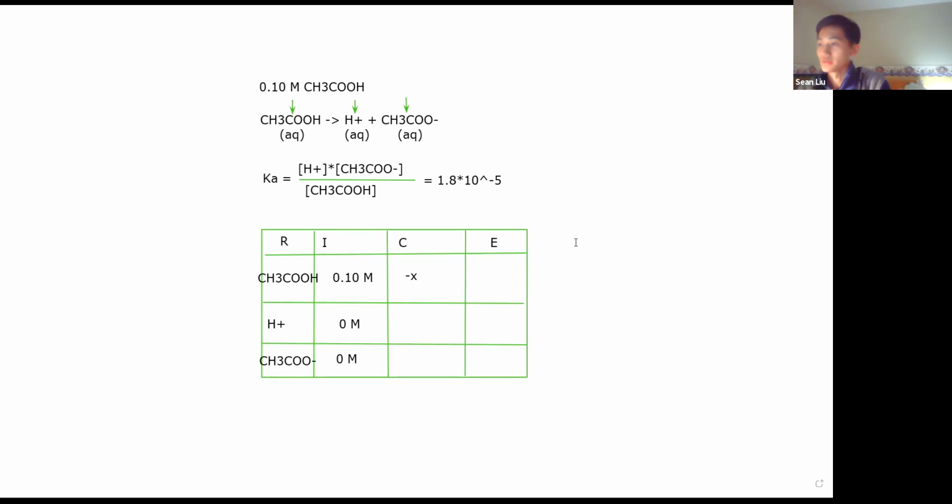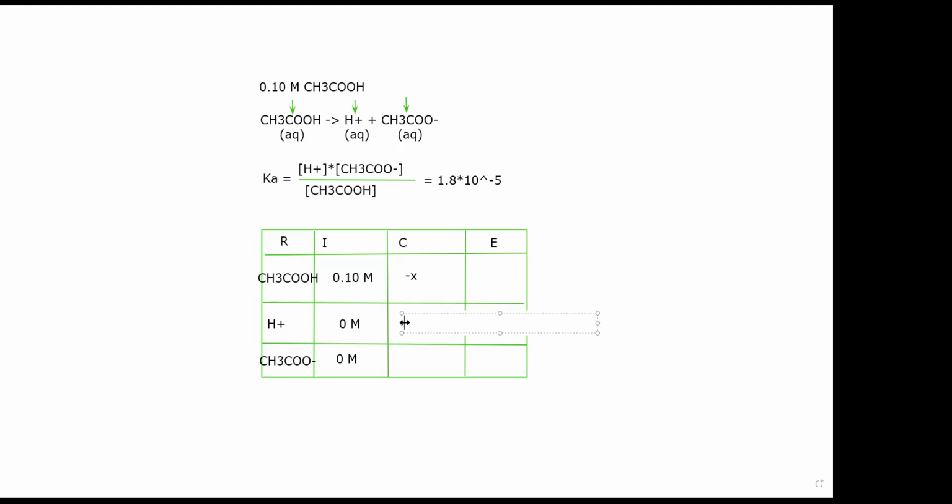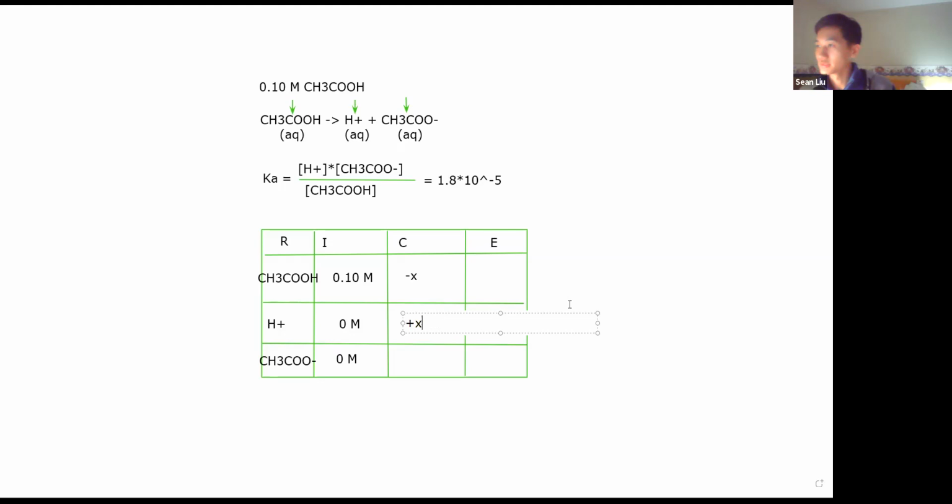All right. So what will I put for the change in H plus? Knowing that X amount of acetic acid is breaking apart, how much H will I be getting? How much will H change? It would change by positive X. Plus X, yes, exactly there.